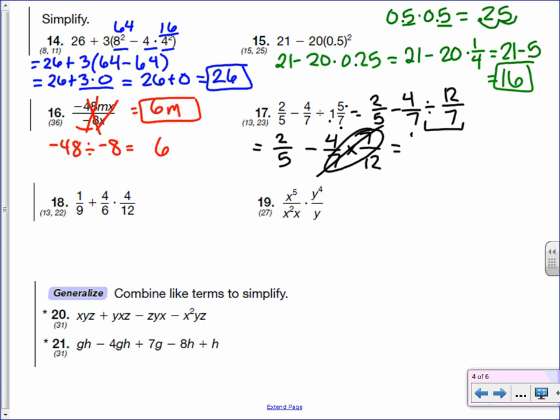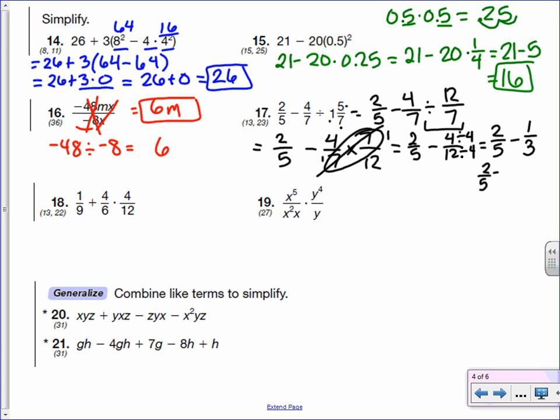So I get 2/5 minus 4/12ths. Those become 1s. And 4/12ths I can take and divide each of those by 4, which gives me 1/3. And now to subtract those fractions, I need to find a common denominator.